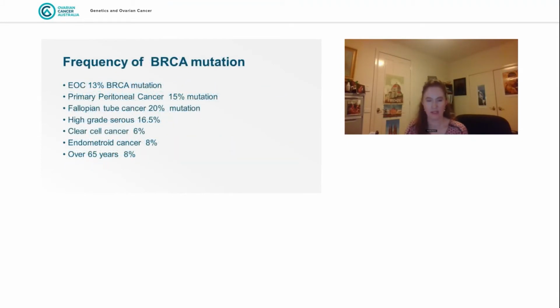So some figures, I've said it can be up to 20% risk of having a BRCA mutation. If someone has an epithelial ovarian cancer, depending on the age and the exact type, it can be 13 to 16%, primary peritoneal cancer say 15%, fallopian tube 20%, with a lower chance of a mutation if there's a clear cell or endometrioid cancer. And for people who are over 65, the risk of a mutation being identified is lower. So instead of 15 to 20, it's more like 8%.